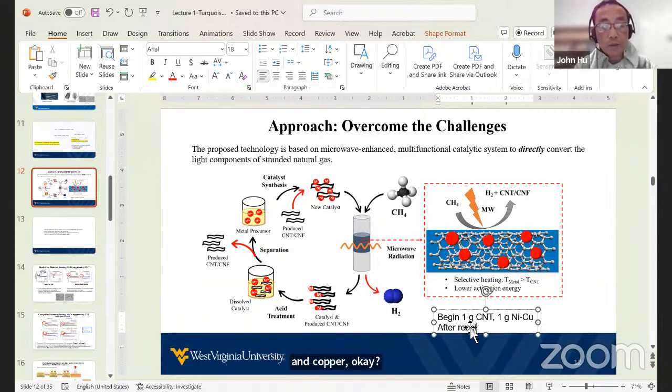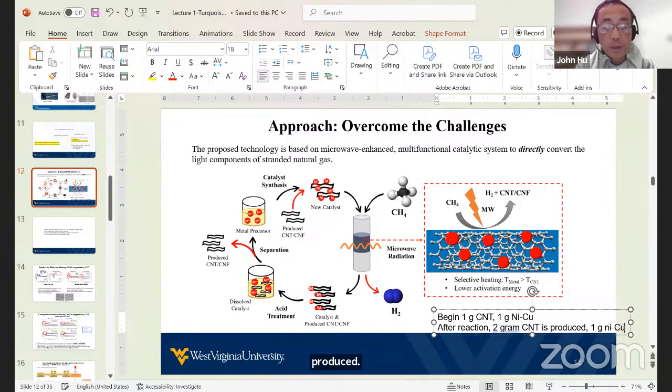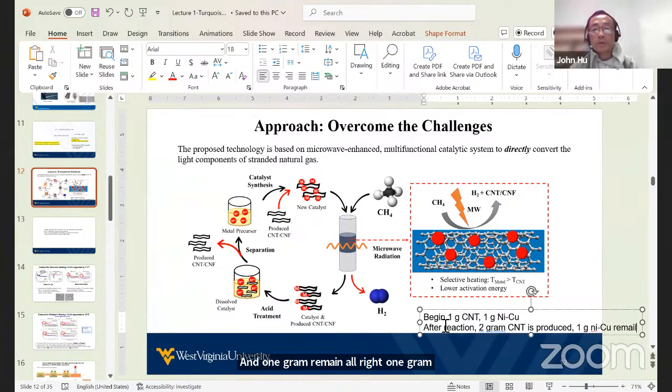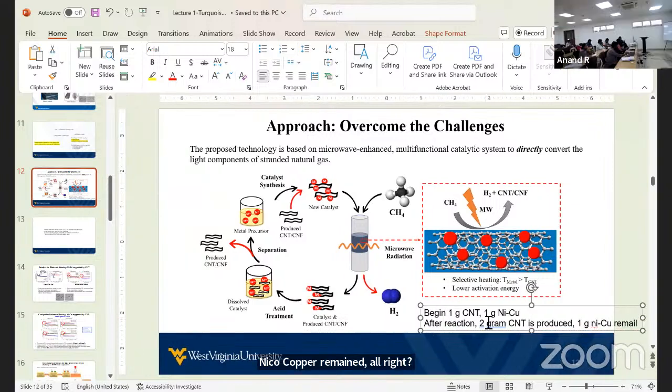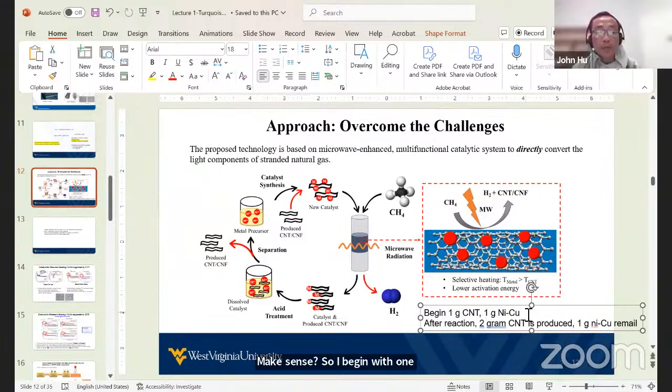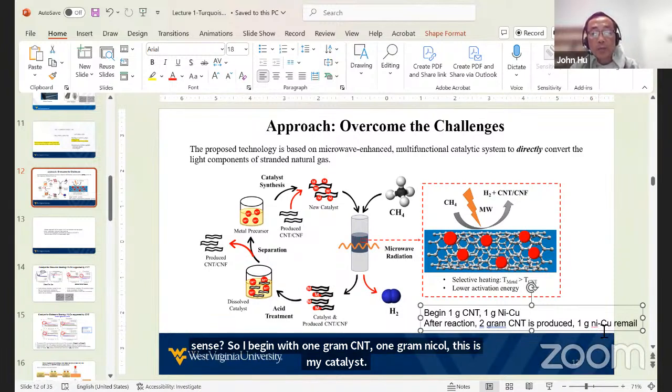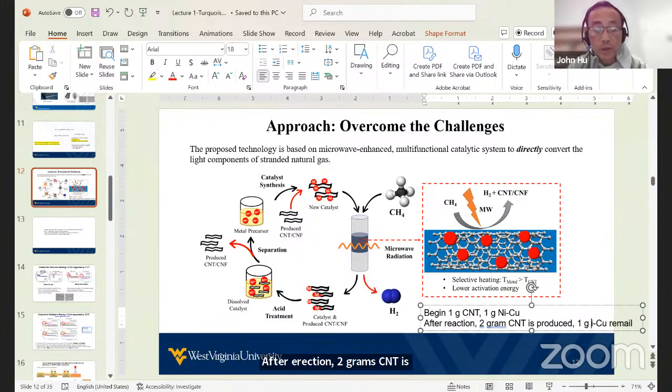After reaction, 2 gram CNT is produced, and 1 gram remains. All right, 1 gram nickel copper remains. All right, make sense? So I begin with 1 gram CNT, 1 gram nickel. This is my catalyst. After reaction, 2 gram CNT is produced, and the 1 gram nickel is still in there. All right. So the mixture altogether, I'm basically.